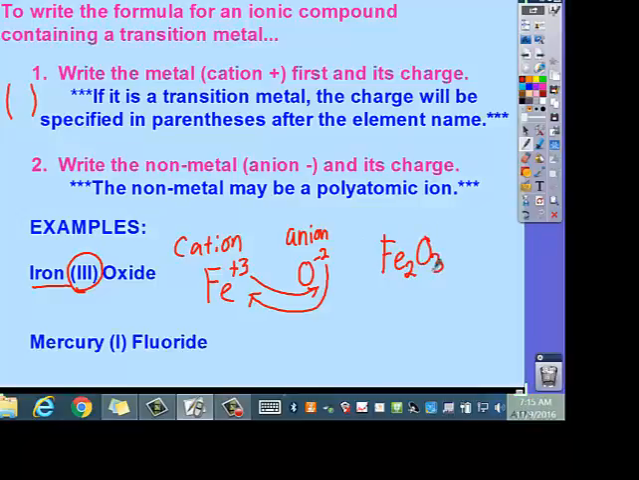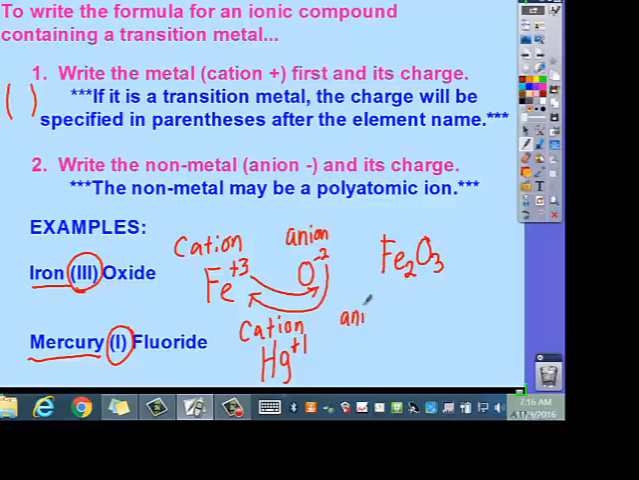Let's look at the next one. Next one, mercury(I) fluoride. So let's go with cation first. That's my positive. That's going to be my mercury. You're going to have to find mercury on the periodic table. That's number 80. That's going to be Hg. And since there is a 1 here, that has a +1 charge.